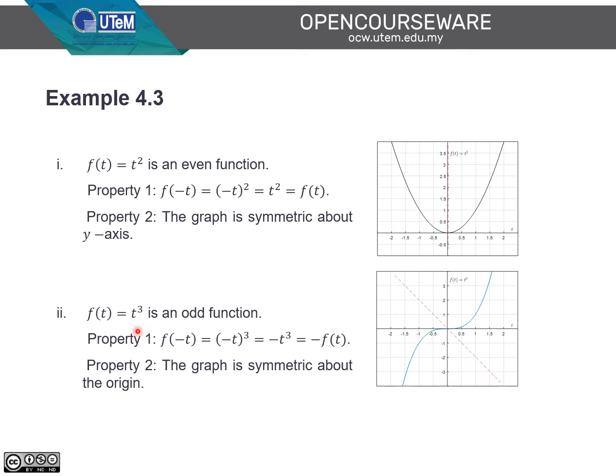The second function is f(t) equals t cubed. This is an odd function. Why is it an odd function? The first property: when we substitute -t into the function f(t), we obtain (-t) cubed, and this is equal to -f(t). And when we plot the graph of f(t) equals t cubed, the graph is symmetric about the origin.